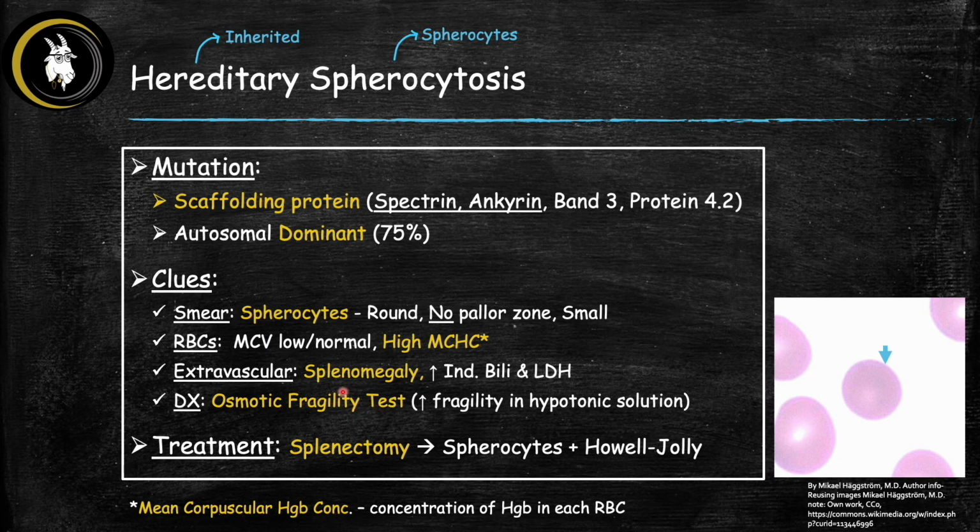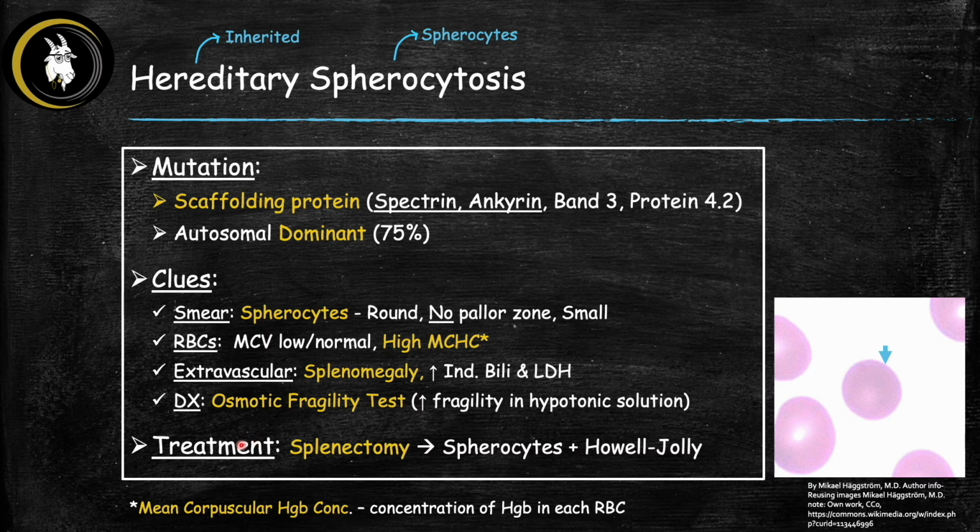Basically, the way it works is that you put the red blood cells in a hypotonic solution, which would obviously favor water entering the cells and causing them to swell up. And since these red blood cells have a weaker cell membrane that's not being scaffolded to the cytoskeleton, they're going to be more susceptible to quickly getting lysed. So these cells will be more fragile compared to normal red blood cells in a hypotonic solution.